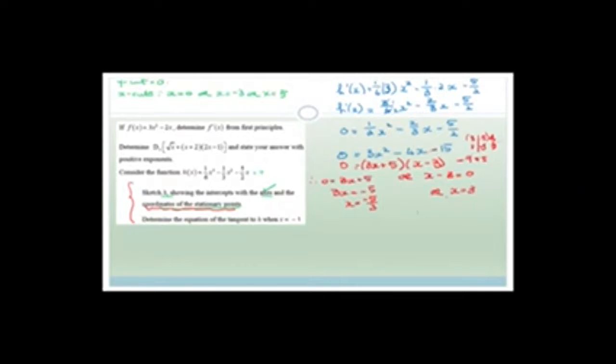But we're not finished, do you agree? Because that is the x values of the turning points, and they've asked you to show the coordinates of the stationary points. So we actually need the y values as well. And how do you get the y value? You substitute back into the original. So we're going to go 1 over 6 times minus 5 over 3 all cubed, minus a third times minus 5 over 3 all squared, minus 5 over 2 times minus 5 over 3.